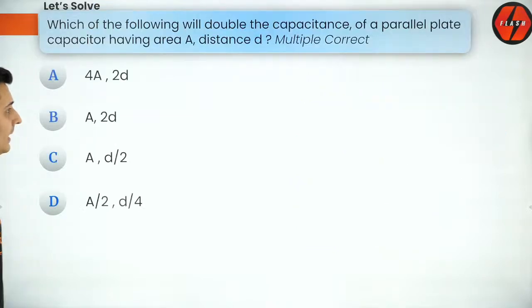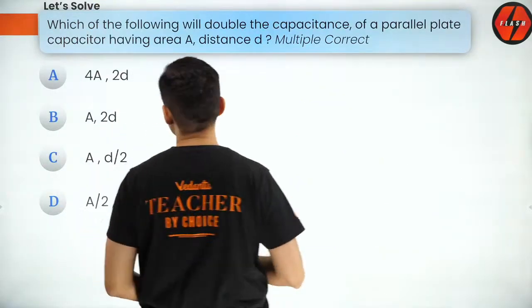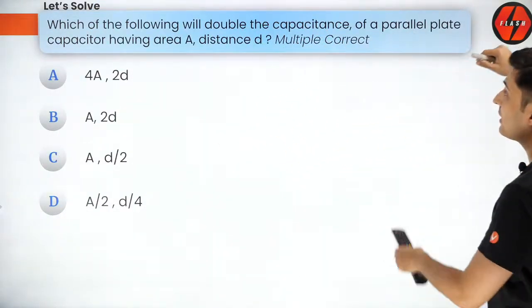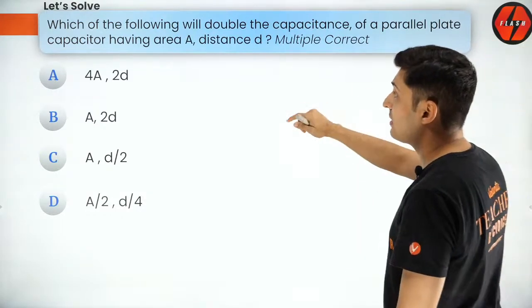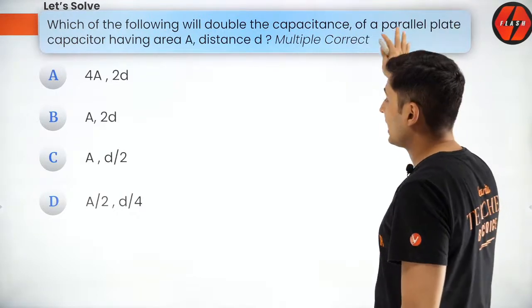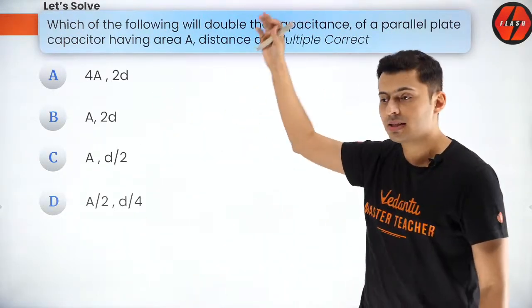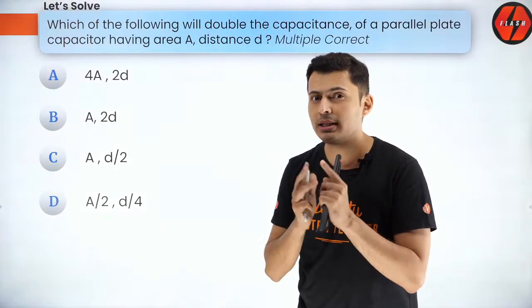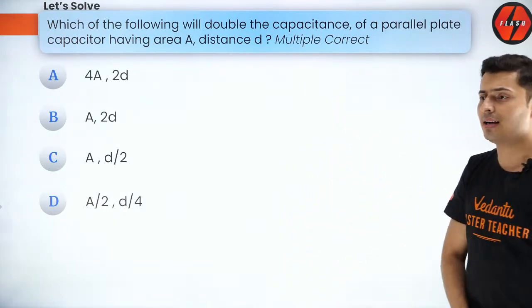Let's see how many of you get this. First question coming up on your screens now. Which of the following will double the capacitance of a parallel plate capacitor having some area and distance? Multiple options can be correct. Check the options. Which of the following do you think can double the capacitance? Come on guys, quickly start answering.